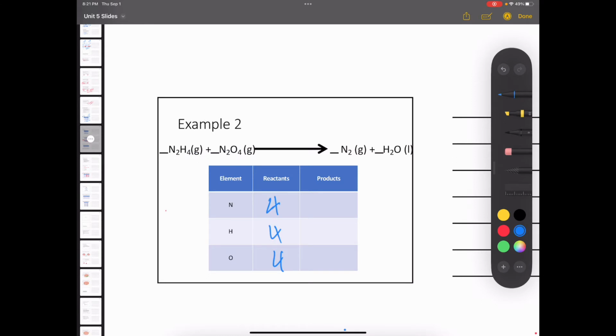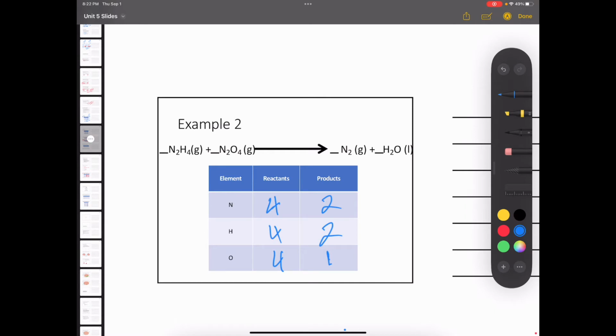Now let's do our count for the products. How many nitrogens do I have? I have 2 only. I don't have any nitrogens anywhere else, so that makes it 2 total for the products. For the hydrogen, I have 2 hydrogens. For the oxygen, I have only one oxygen in here. So it's pretty obvious that we have a deficit of atoms for the nitrogen, for the hydrogen, and for the oxygen. So we need to balance everything.